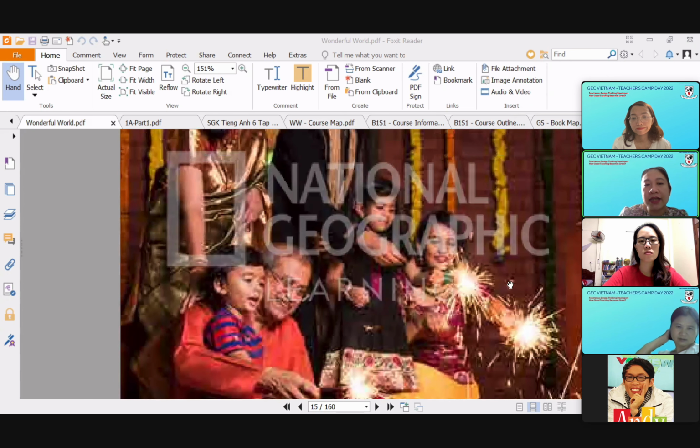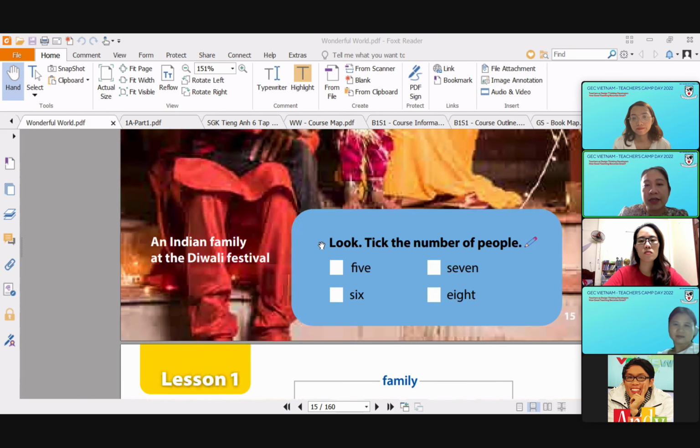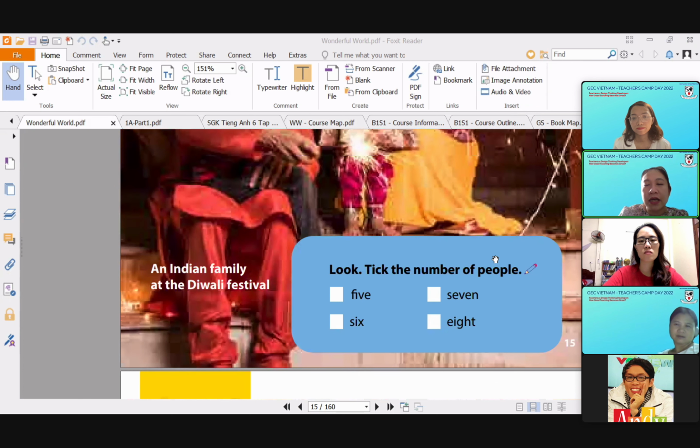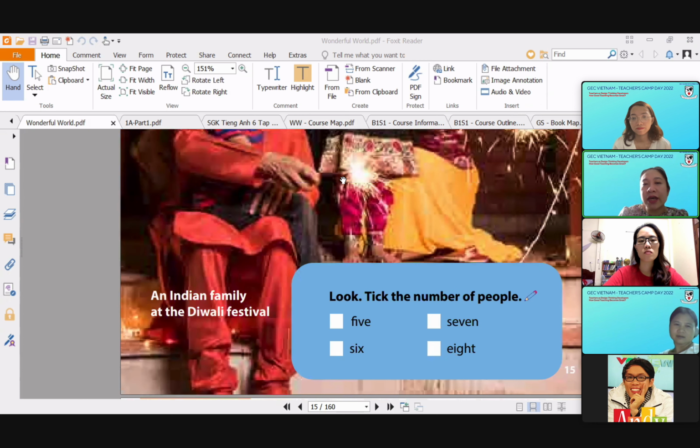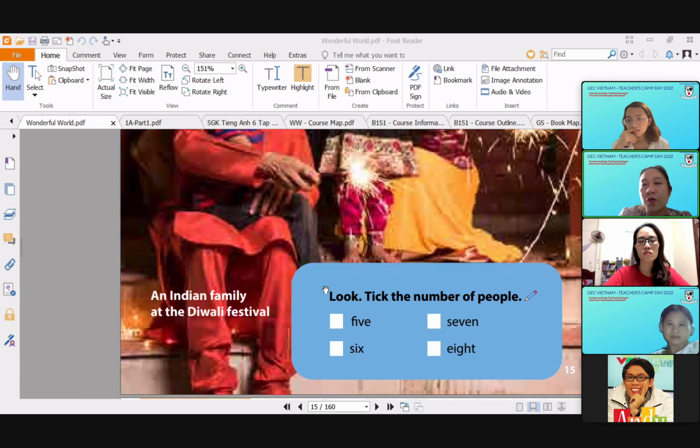Here is a picture, and they have an activity, tick the number of people. So students look at the picture and then do the task. Do the activity here. So from the perspective of a teacher, how can you organize this? How do you organize a task or activity?